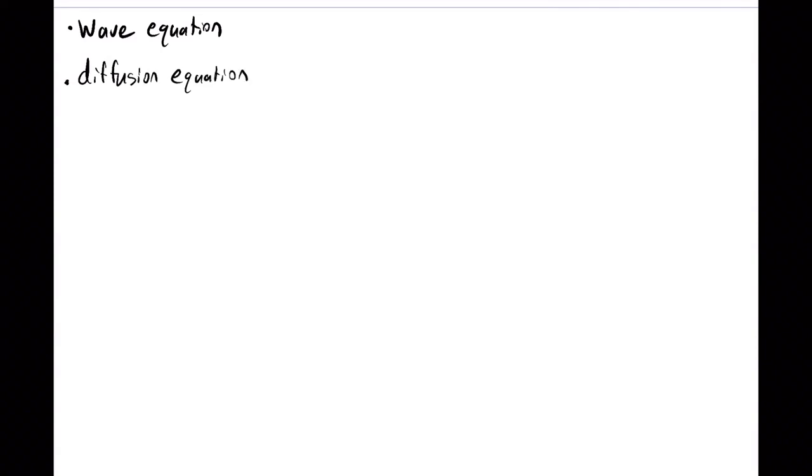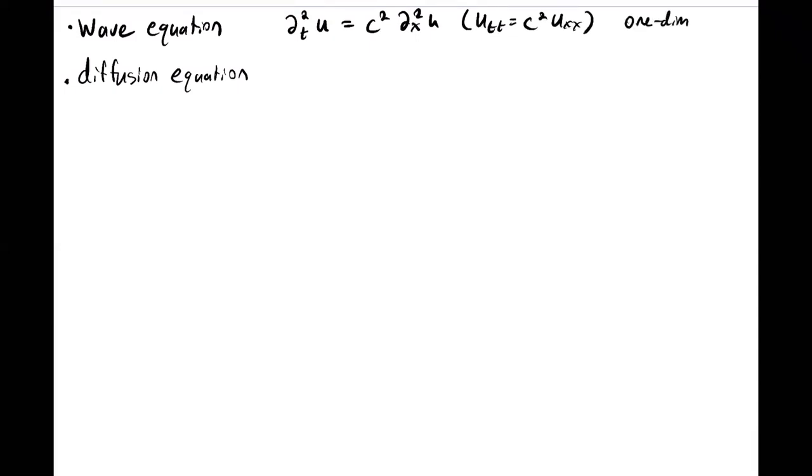Remember, the wave equation turned out to be a second order equation in time. It says that if you take the second partial derivative with respect to t of your function, then that has to equal some number c squared times the second derivative with respect to x of u. Or another way of writing this is utt is equal to some c squared times uxx. This was the one-dimensional version of this equation, which we derived.